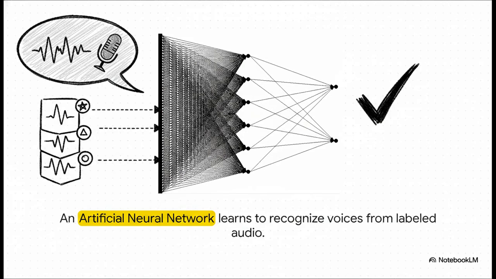Let's make this concrete. Take a look at this artificial neural network. If you wanted to teach it to recognize different voices, you would feed it thousands and thousands of audio clips, and each one would be labeled with the correct speaker's name. The network then adjusts all its little internal connections over and over until it can accurately tell you who is speaking.